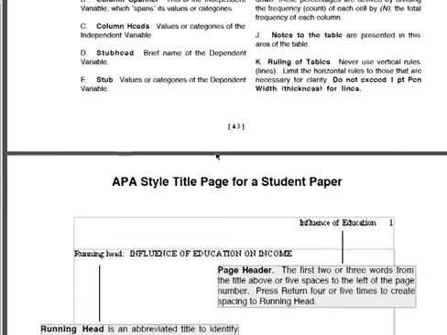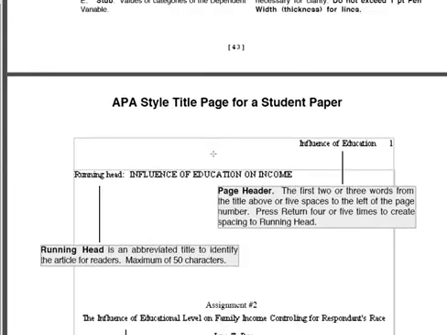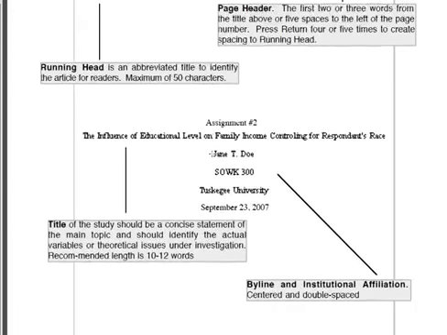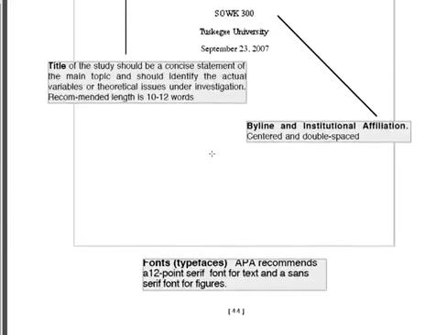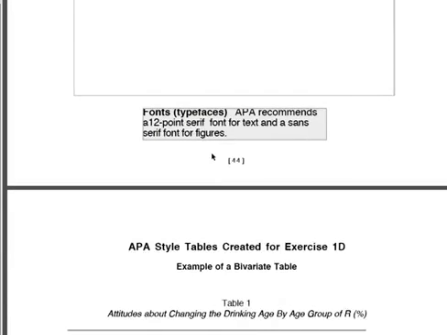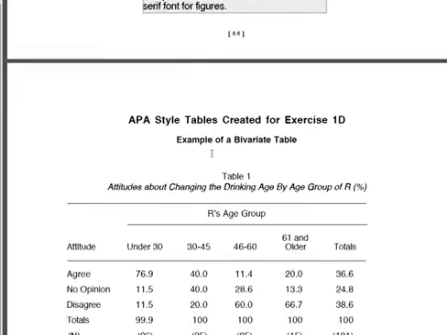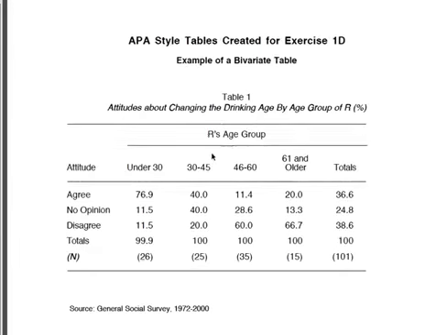Now, this is what your final paper should look like. It should be an APA style title page. And once again, all of this is contained in your book. I'm not going to read through all of this because I know you can do that on your own. And here's an example for exercise 1D of what you're going to turn in.